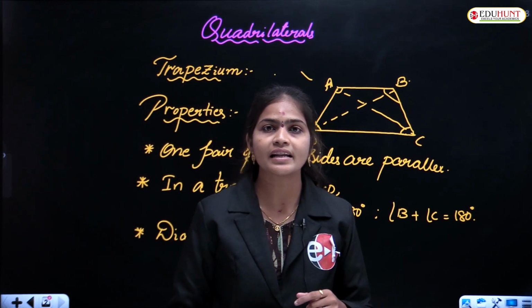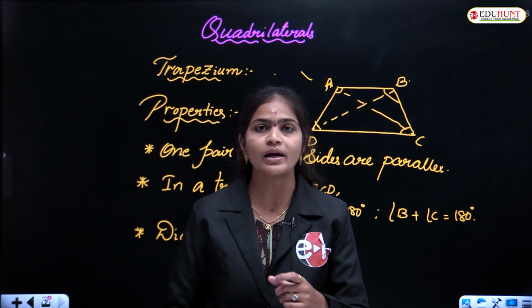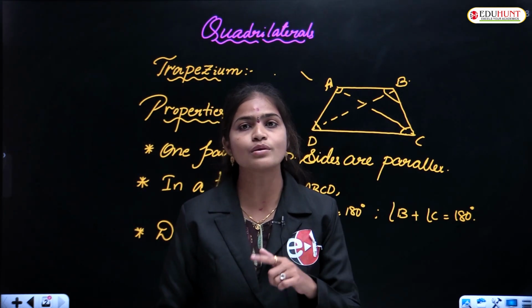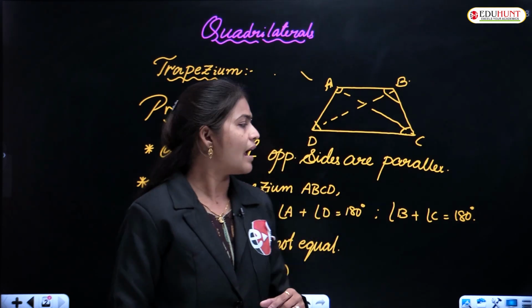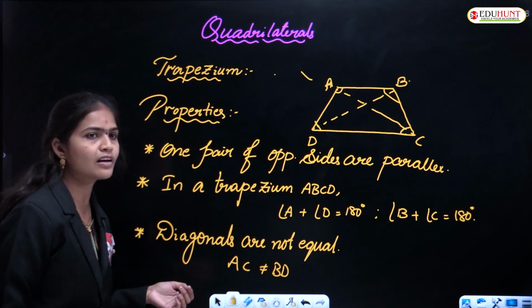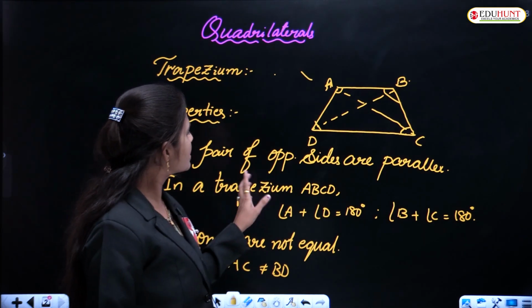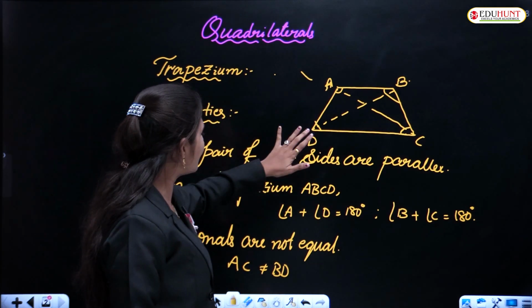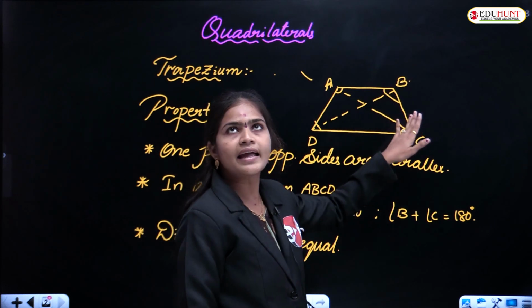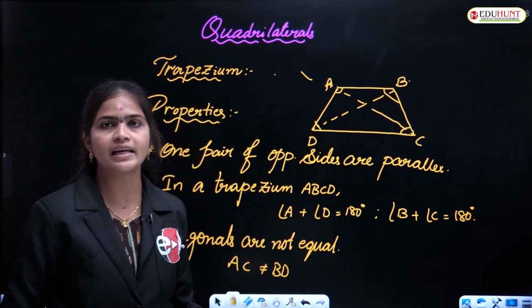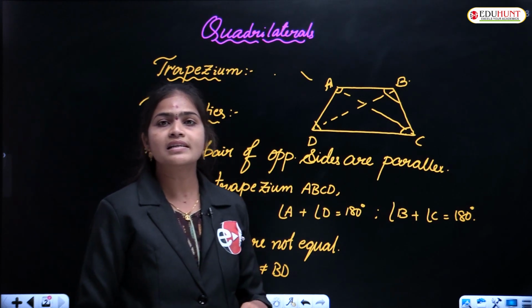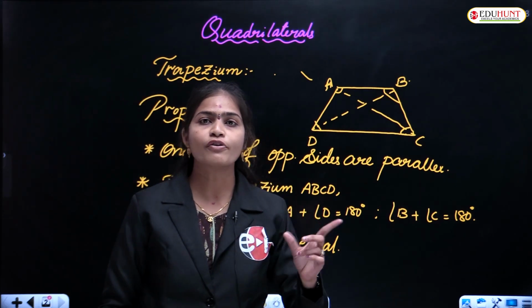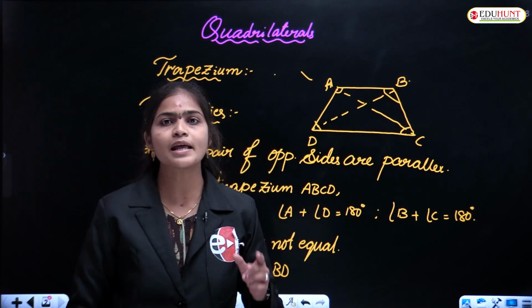The non-parallel sides are of equal length in an isosceles trapezium. So that point we have to add here. The remaining three points are common. Again, in an isosceles trapezium also, angle A plus angle D is equal to 180 and angle B plus angle C is equal to 180. Is it clear, children?